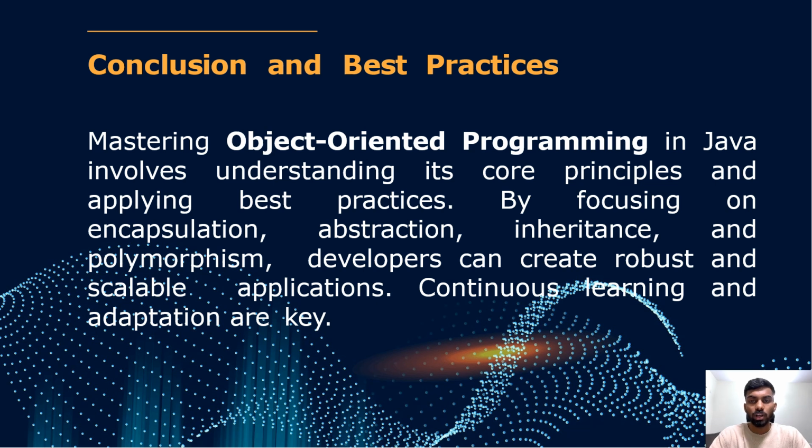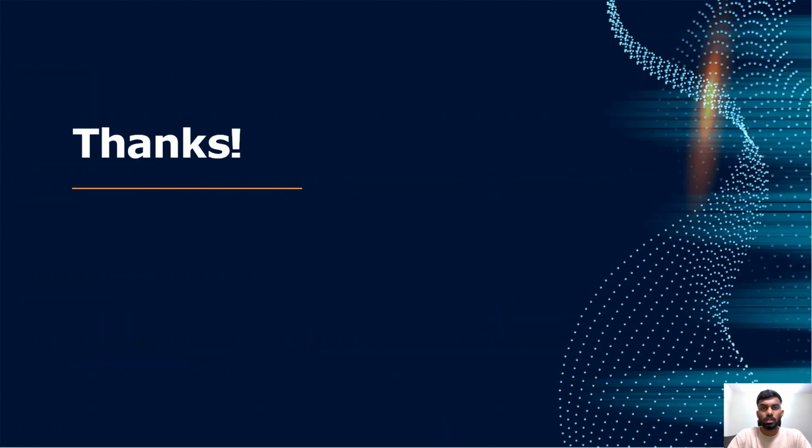Mastering object-oriented programming in Java involves understanding its core principles and applying best practices. By focusing on encapsulation, abstraction, inheritance, and polymorphism, developers can create robust and scalable applications. Continuous learning and adaptation are key. So this was all about object-oriented programming concepts.